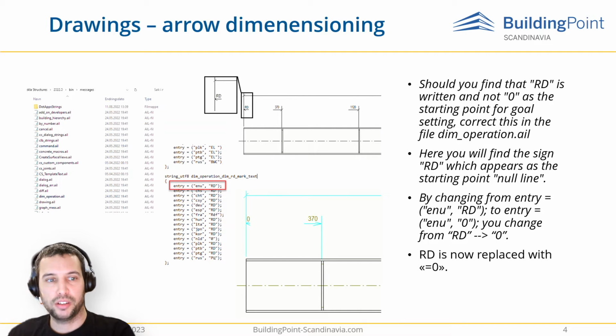Here you can find your dim operation, dim RD mark text, and change the entry from RD to 0, or whatever you would prefer. After that, restart Tekla, and now the RD would be replaced with whatever you set it to. In this case, 0. Makes more sense.